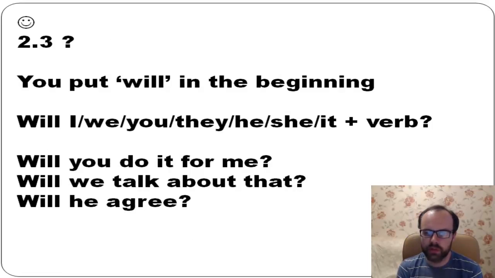For questions, you put will in the beginning. So: will I, we, you, they, he, she, it plus verb. Will you do it for me? Will we talk about that? Will he agree?